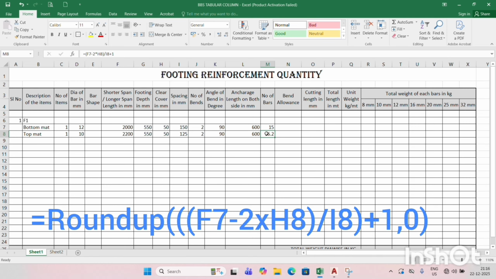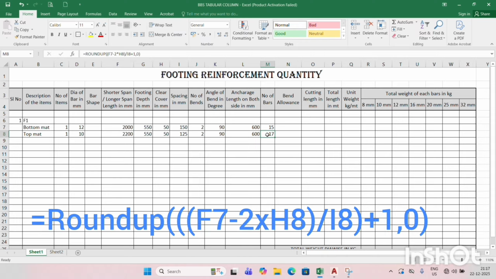Here you see the number of bars are coming in decimals. So when you are calculating the total weight, this decimal will not be useful. We have to round it off. For that, we have to go to this formula cell and put ROUNDUP. The round up command is there. You put one bracket and come to the end of this formula, put a comma and make it 0 decimal. So put close bracket and enter it.